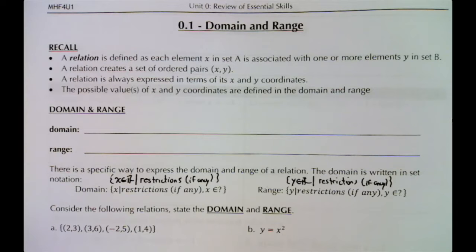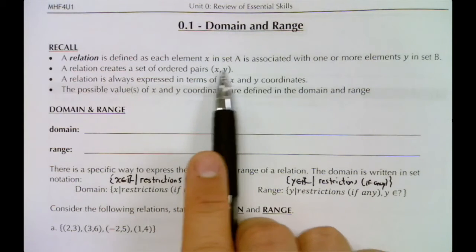Okay, this is our first review topic of MHF4U1. We're going to review domain and range. Before we do that, though, we're going to remind ourselves what a relation is. A relation is defined as each element X in a set A associated with one or more elements Y in a set B. That means there's a relationship between X's and Y's, and we usually record those as ordered pairs where we have an X and a Y.